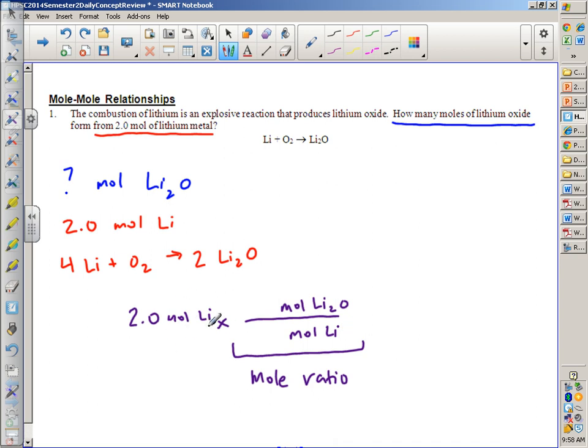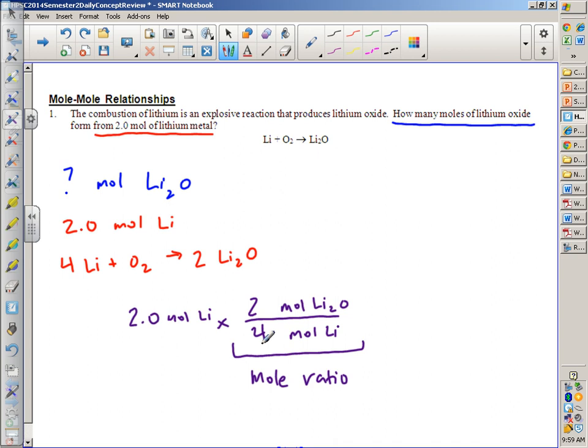From the chemical equation, specifically which part of the chemical equation? What part is going to compare a part of this reaction to another part? The coefficients of that chemical equation, all right? So, that being the case, Logan, what number are we going to put on the top of this mole ratio? 2, because that's the coefficient that's in front of lithium oxide, right? And then what's going to go on the bottom? 4, because that's the coefficient that's in front of the lithium.